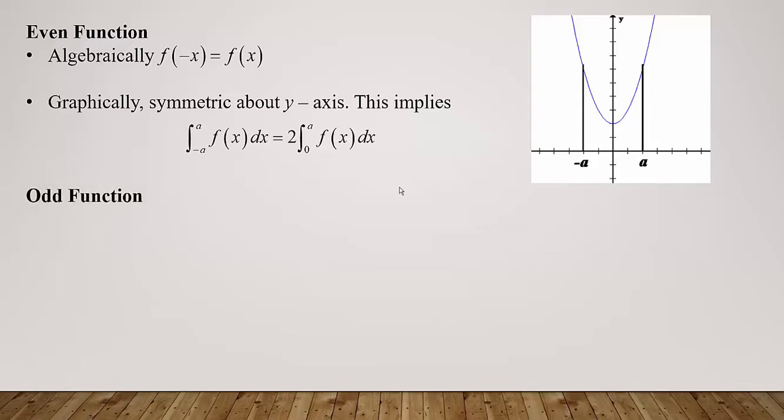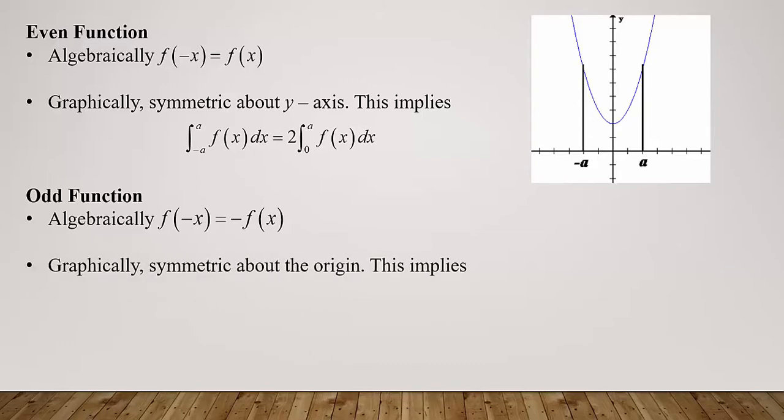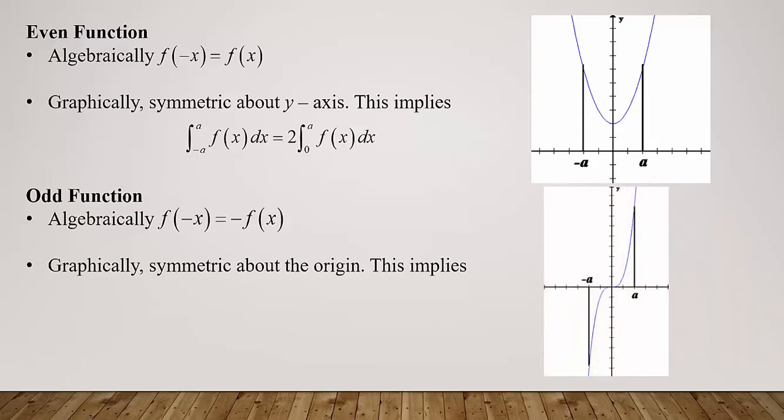Now we have these things called odd functions that you would have seen in college algebra. Algebraically, you know you have an odd function if when you do f of negative x, you get the opposite of the function. And graphically, an odd function is symmetric about the origin. So let's look at the graph of an odd function that's symmetric about the origin. It looks to me that with an odd function, when you integrate from negative a to a, you're going to get a value of 0. And that's because you have symmetry about the origin.